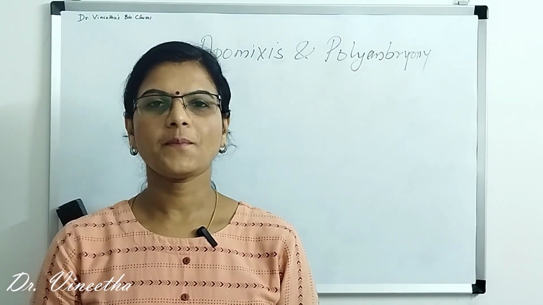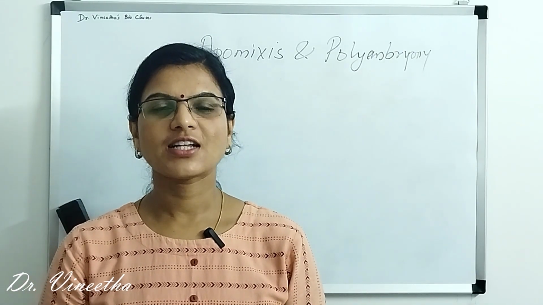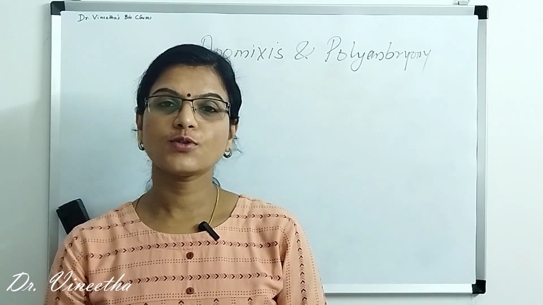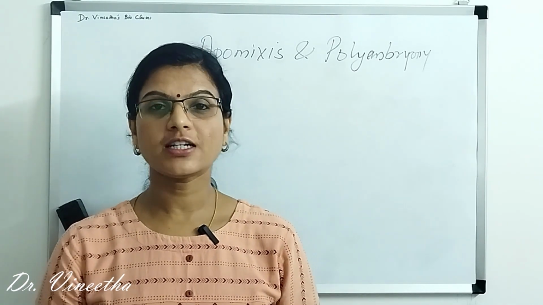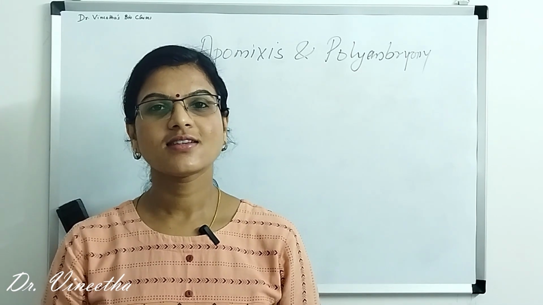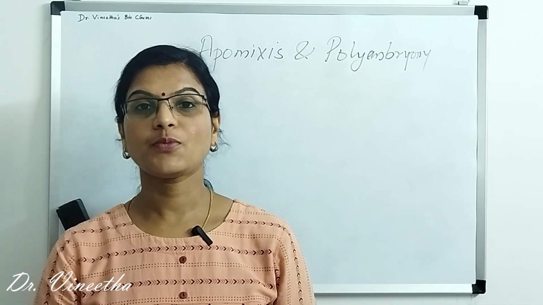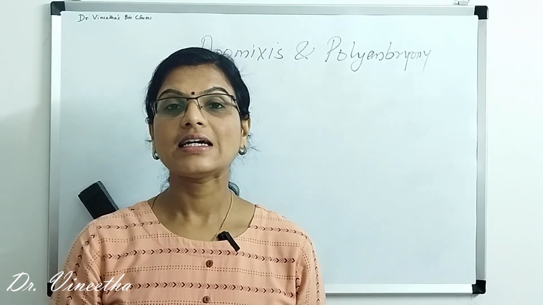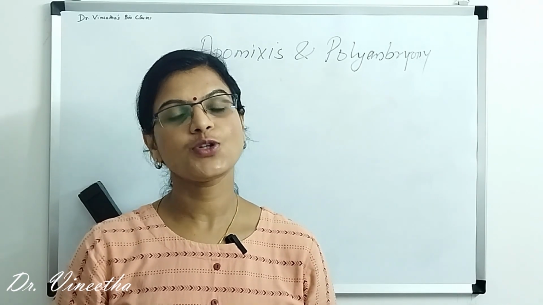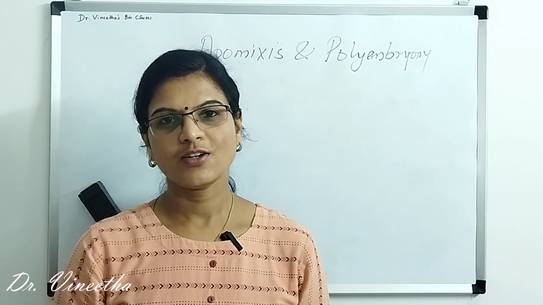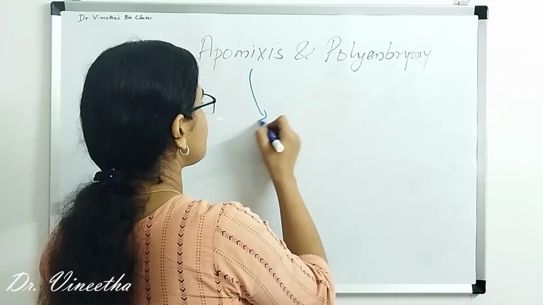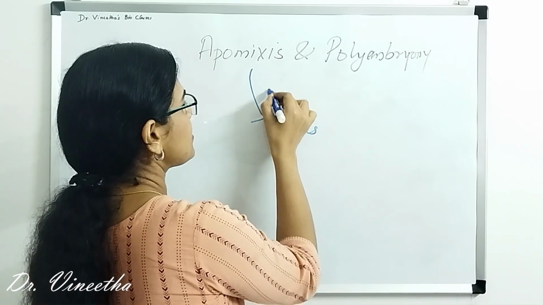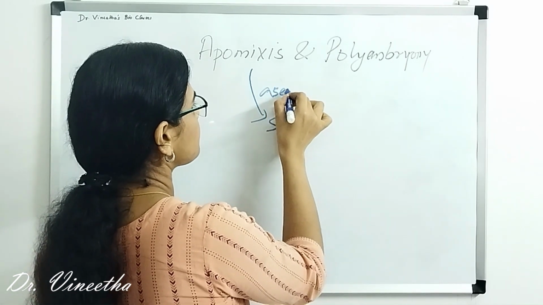Okay. Next topic is apomixis and polyembryony. We already studied that the fruits which are produced without fertilization are known as parthenocarpic fruits, and the process is called parthenocarpy. So in apomixis, it is the seeds that are produced without fertilization. Okay, so here the seeds are produced without fertilization, that is, asexually.